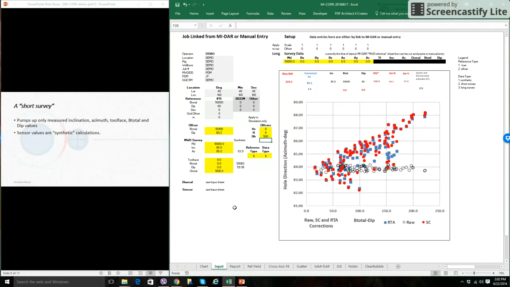A short survey requires the least possible rig time for a complete survey. Only the inclination and azimuth values calculated downhole and the QC parameters B total and dip are pumped up, as well as tool face. Here we are transferring these values from the previous simulation to inputs as would be received by the MWD engineer during operations.